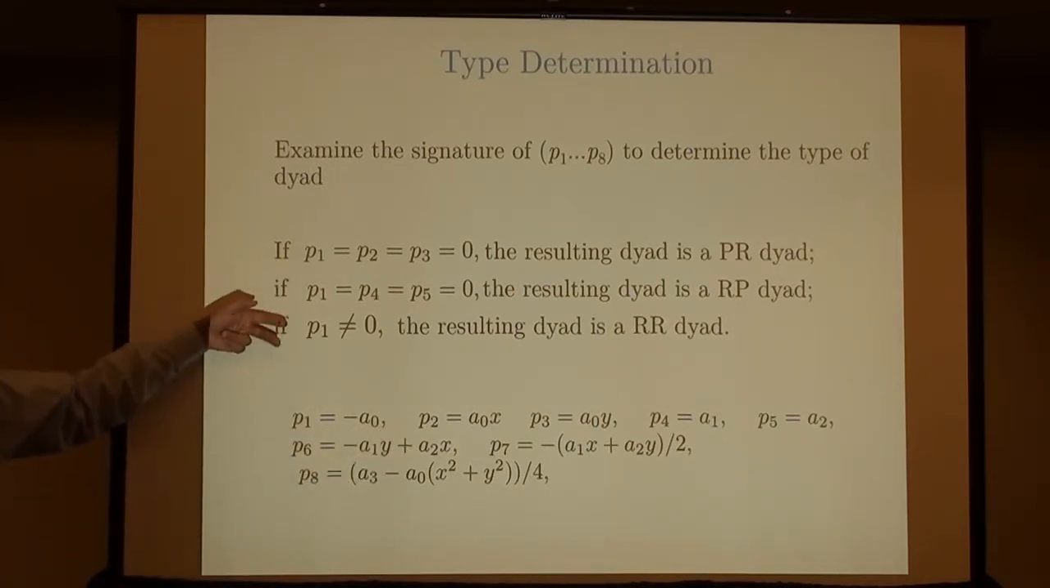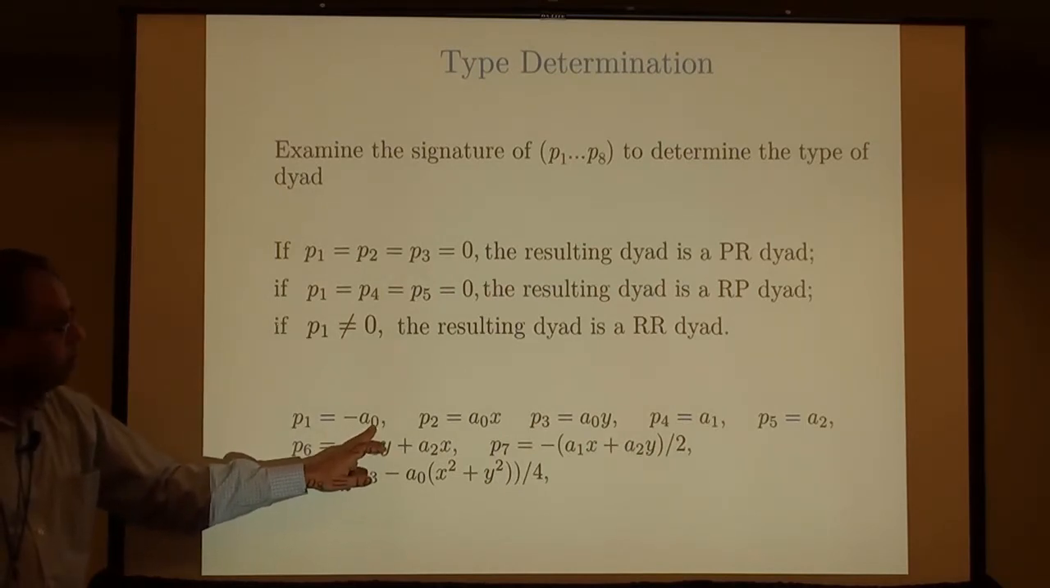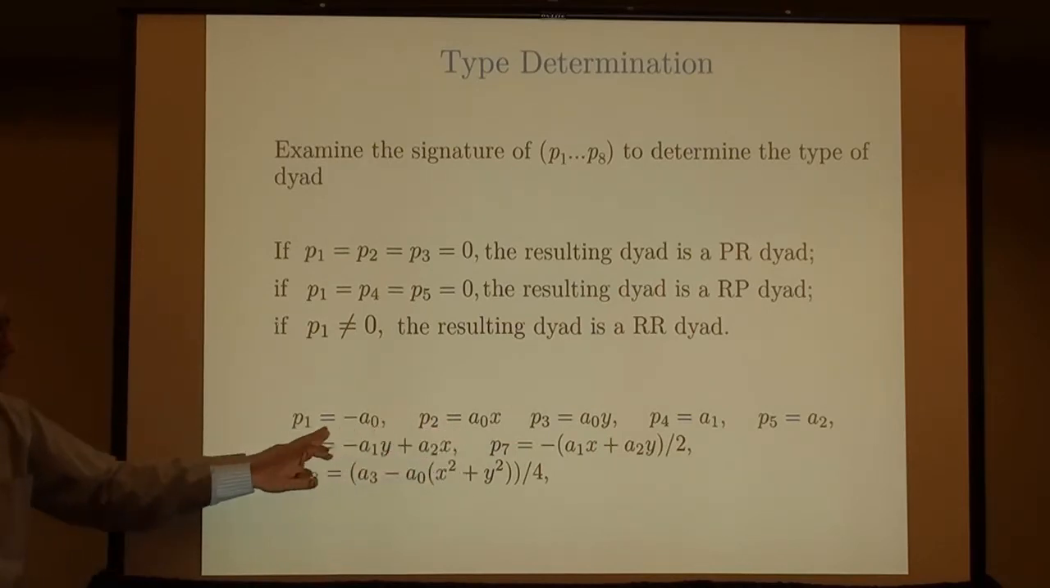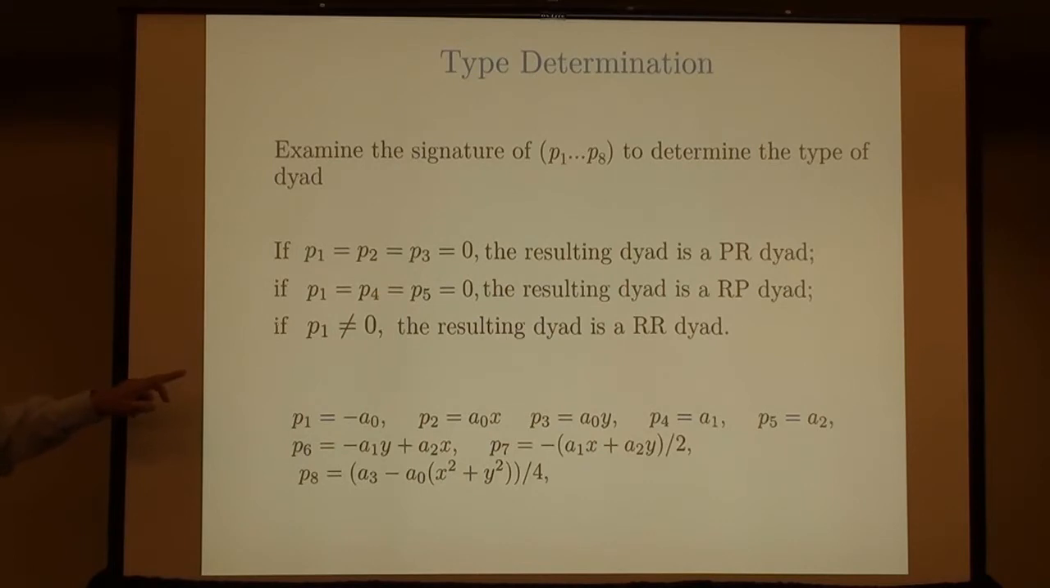So if you're wondering how this is, well, you have to know that for an RP dyad, for a PR dyad, A0 would be 0, so if that's the case, then P1 would be 0, P2 would be 0, and P3 would be 0. That's how you get the PR dyad.